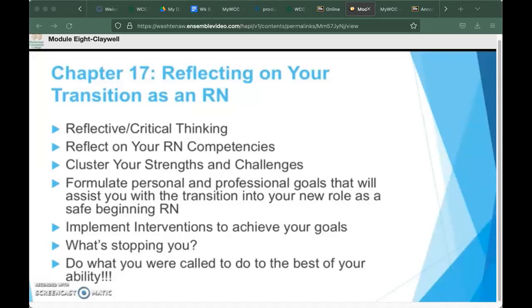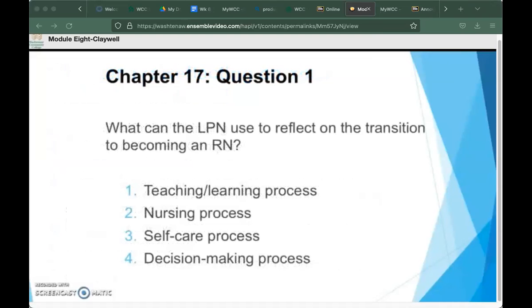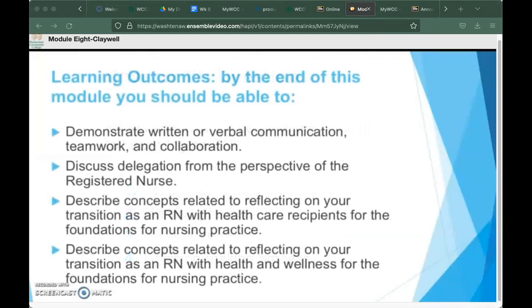To evaluate the effectiveness of your efforts to become an RN, take an emotional inventory, a confidence inventory as well. Use the different support systems that you have, and evaluate your journey through the transition from an LPN to a registered nurse. And the next one, we have a question that you have to answer on your transition. And then here are the learning outcomes that you'll be familiar with.